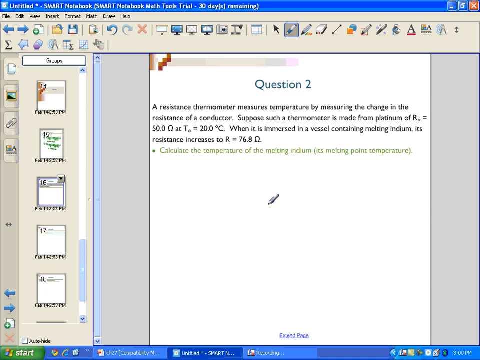Well, of course, a thermometer immersed in liquid indium is going to be at the same temperature as the liquid indium. And so we're asked to determine the temperature of the melting indium, which is the temperature for which the platinum in our resistance thermometer goes up to a value of 76.8 ohms. One thing that we need is the alpha, the temperature coefficient, for platinum. When we look it up in the table, we see that it's 3.92 e to the minus 3.